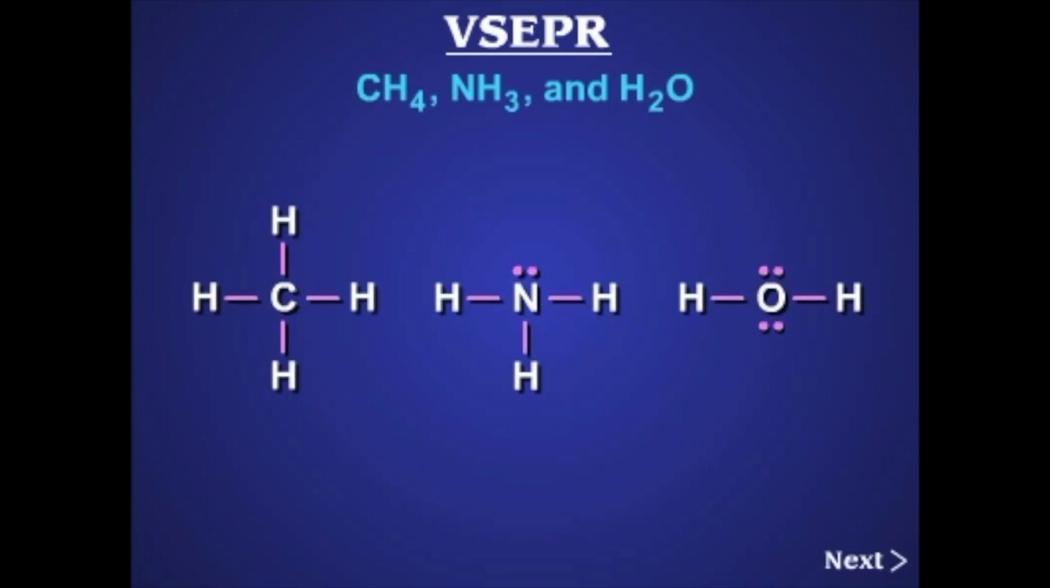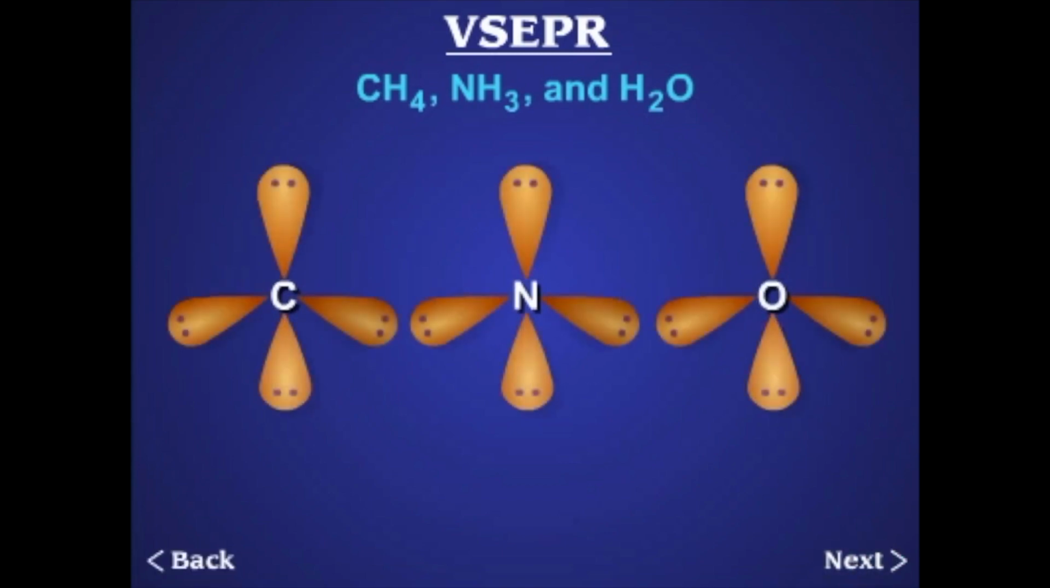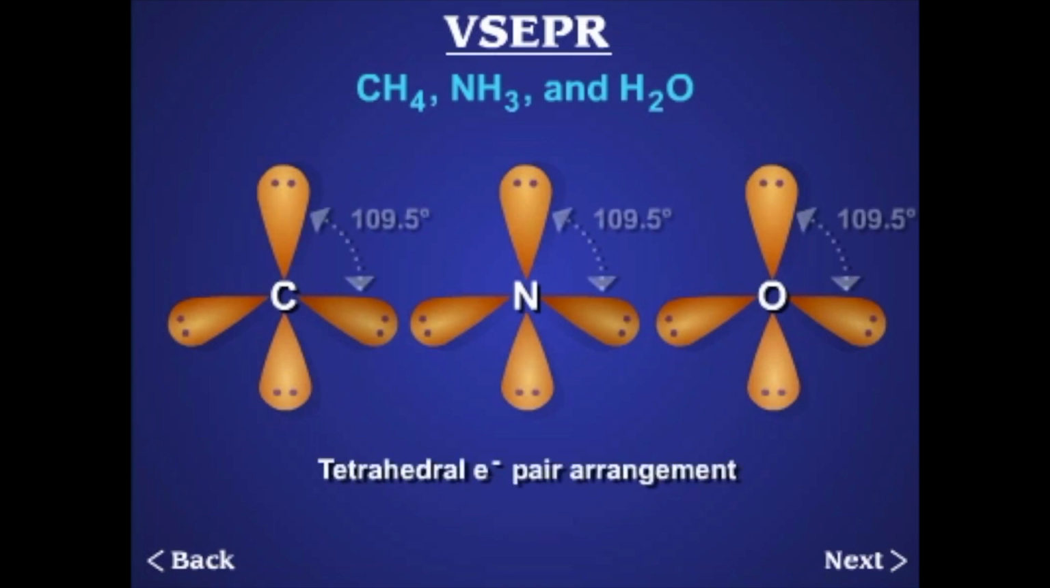Consider the Lewis structures of methane, CH4, ammonia, NH3, and water, H2O. Counting the number of VSEPR pairs of electrons around the central atom of each molecule, we find 4 VSEPR pairs. Don't forget to count lone pairs. The electron pair arrangement that minimizes repulsion for 4 pairs of electrons is tetrahedral. The angles between electron pairs are 109.5 degrees.